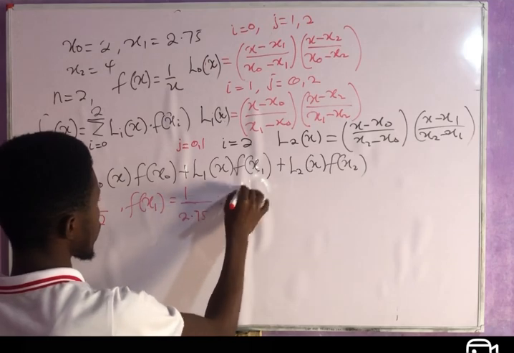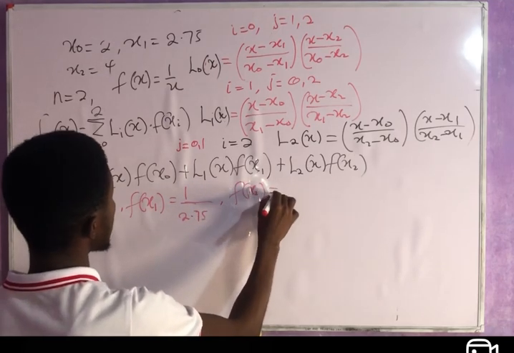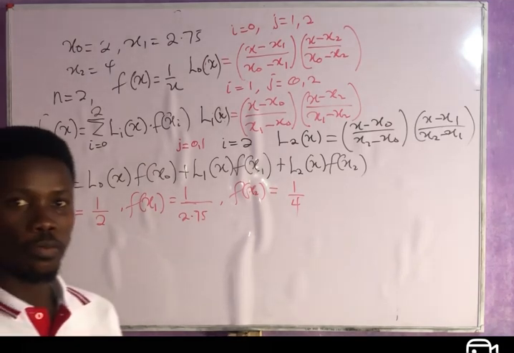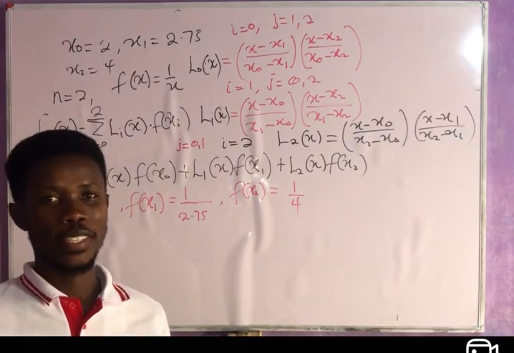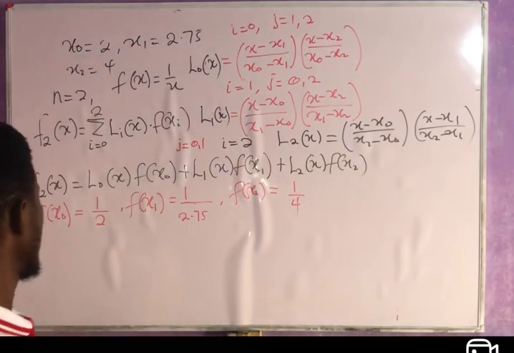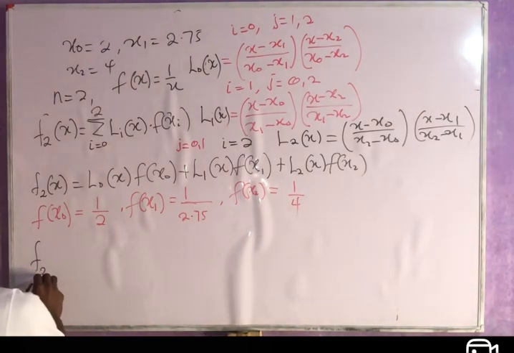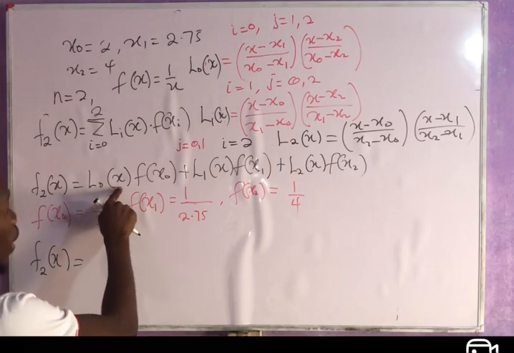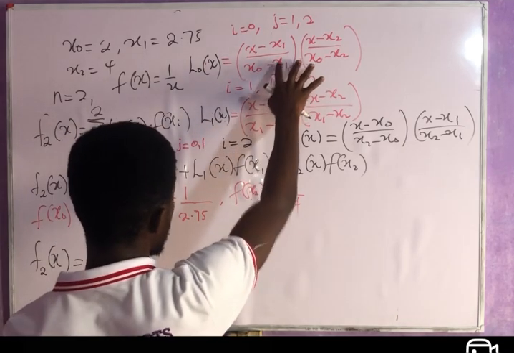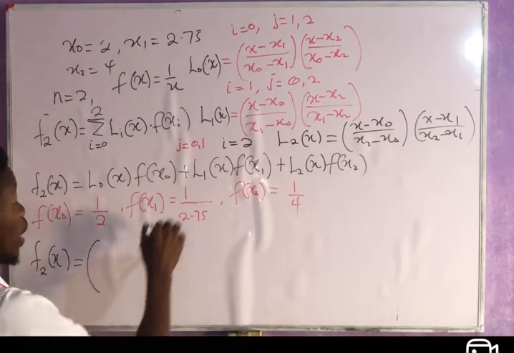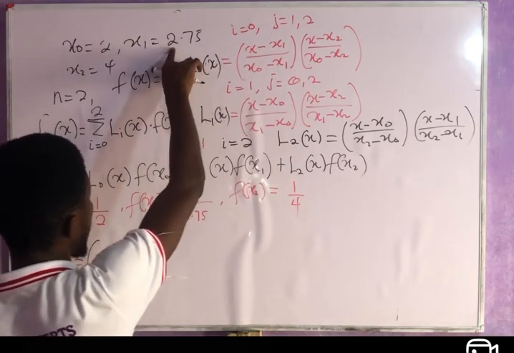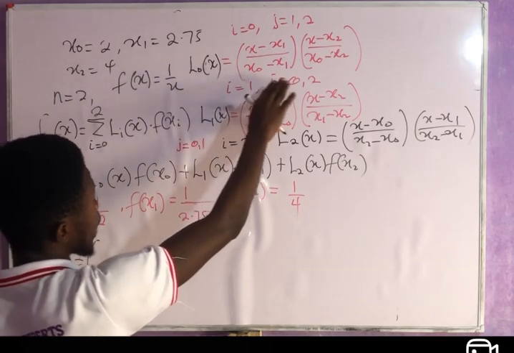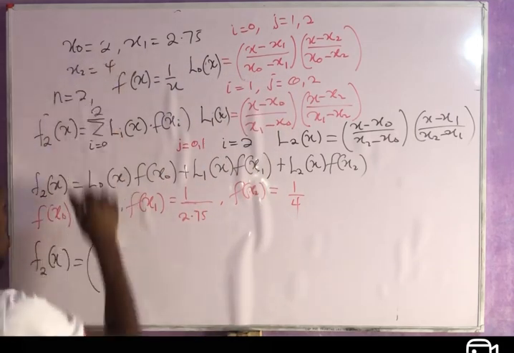Then lastly, f of x2 is just 1 over 4. So this is what I have. Now, the rest is simple substitution. So f subscript 2 of x equals L naught of x. Remember, I have this. I'm going to replace the x1 by 2.75, then x2 by 4, x naught by 2. So this is how it goes.